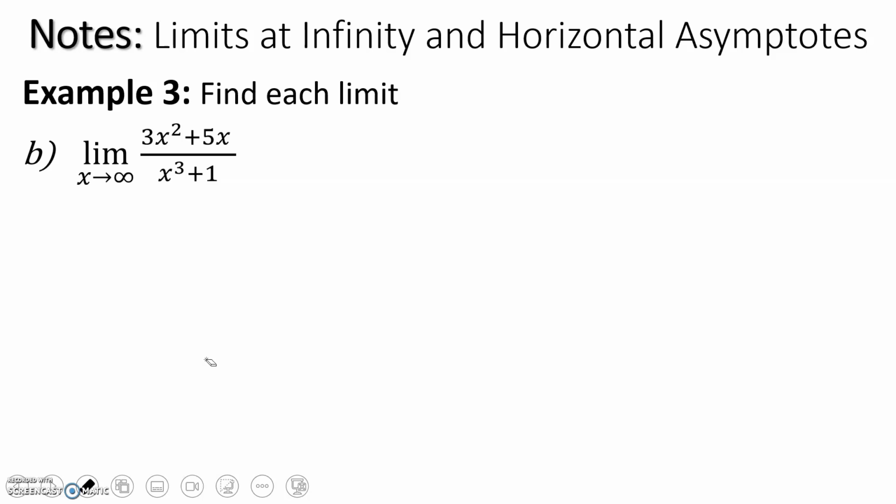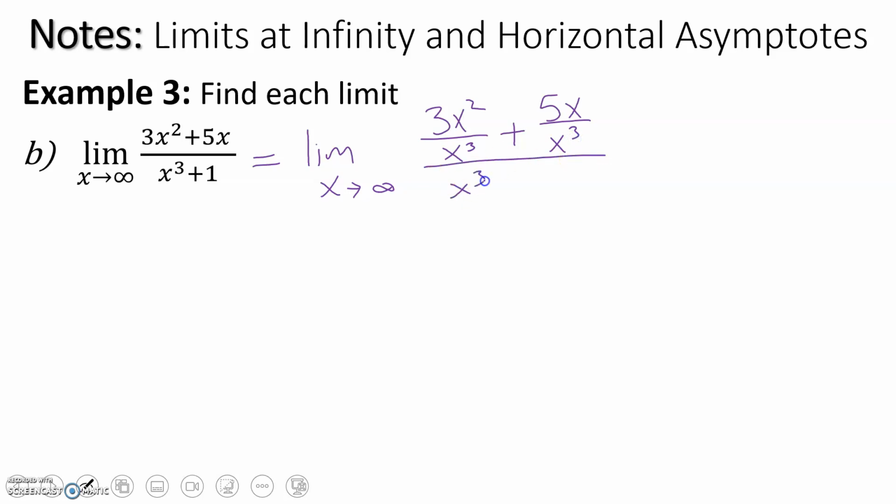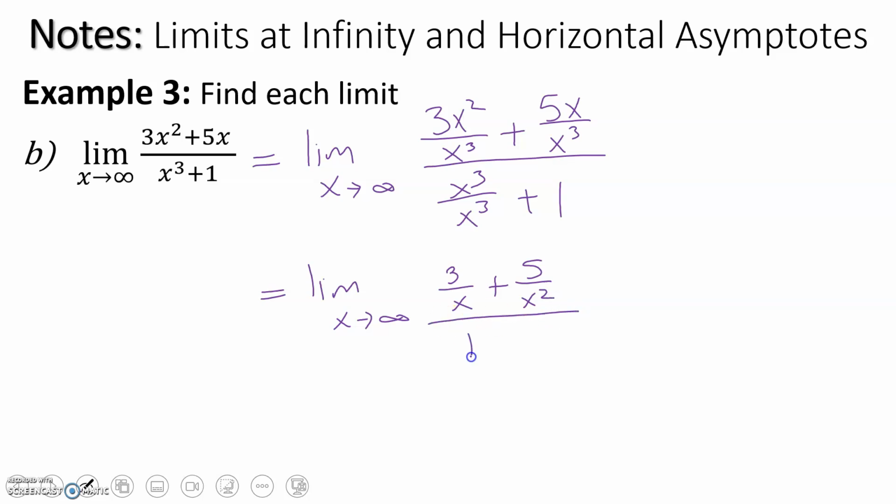All right, let's try another one. Okay, so same idea, right? Our objective is to turn it into a form that is usable by that theorem. So we're going to divide by our largest degree of the two numerator and denominator expressions. In this case, that is x cubed. So I'm going to put every single term over x cubed. And then this is going to become the limit as x approaches infinity of 3 over x plus 5 over x squared over 1 plus 1.